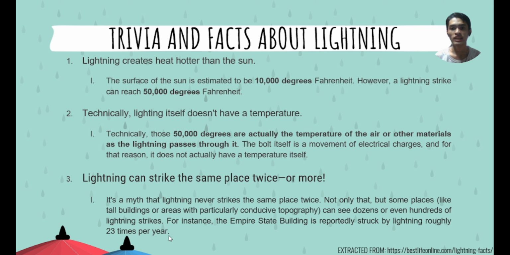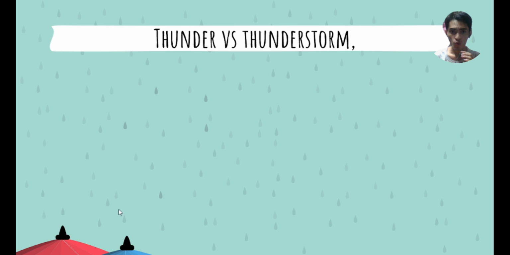And whoever said that lightning won't strike twice or more in the same place is definitely messing with your heads. Why? Simply because nature does not discriminate. It will hit you if it will hit you. So be careful. So why don't we call this lightning and thunder a lightning storm?